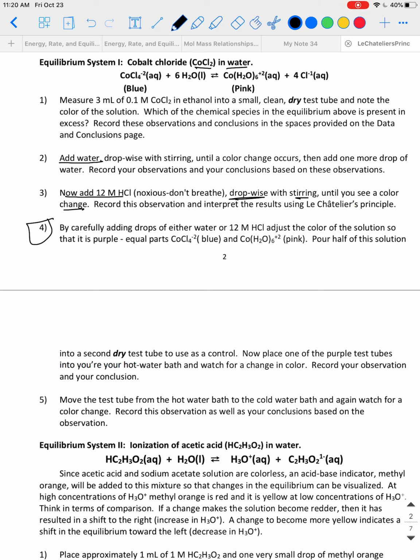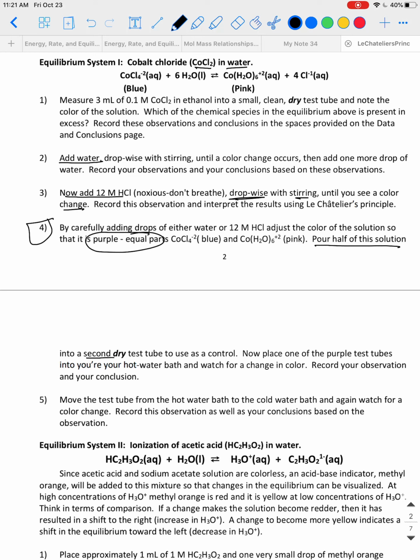All right, step 4, once you've done those first 2 changes, now you're going to get it purple, okay? So whatever you need to add, if you need to add water to make it more pink, or if you need to add HCl to get it more blue, you're going to try to get it perfectly purple.